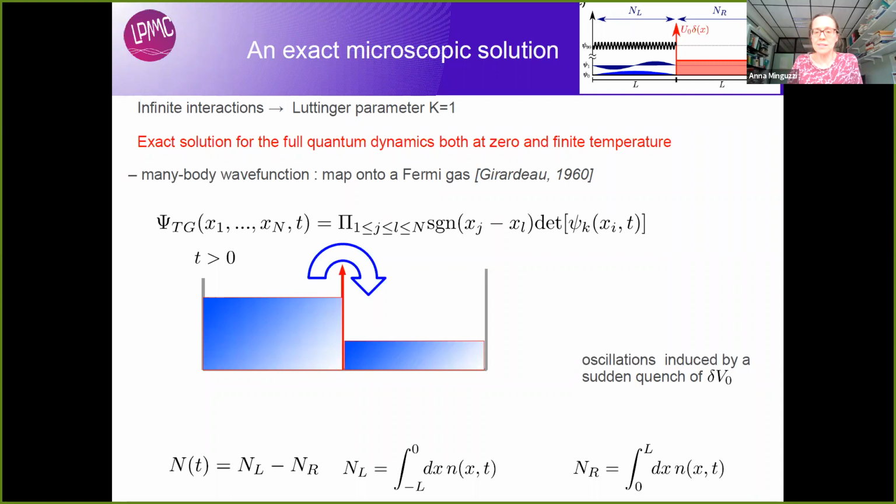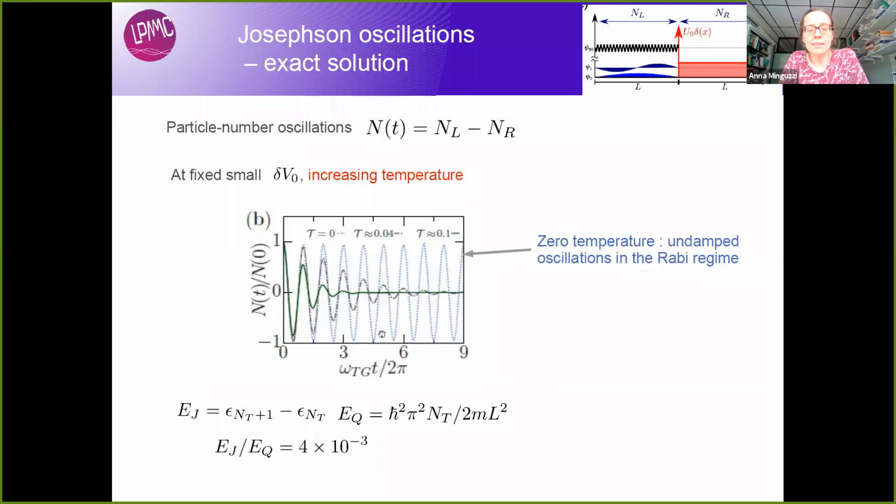And this induces some oscillations. This is a typical example of the solution. In particular, we see that at zero temperature, we observe undamped oscillations. And by the way, the parameters we could choose for the specific calculation are very typical for the Tonks-Girardeau regime. We are very deeply in the quantum regime, so we are in the Rabi regime.